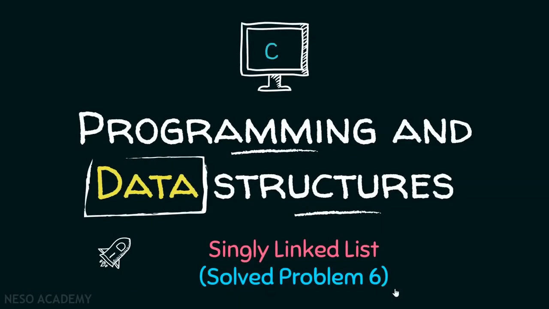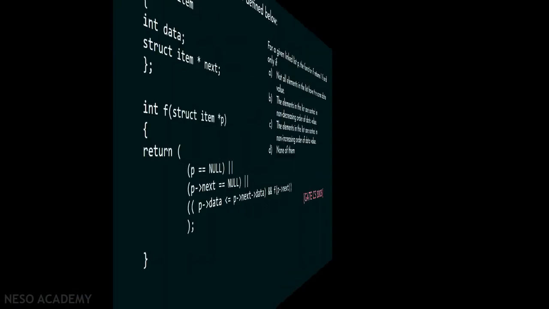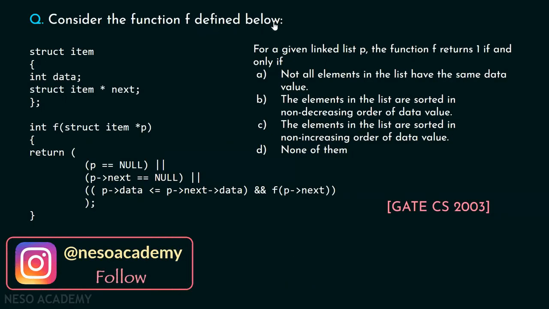Let's discuss solve problem 6 on singly linked list. Consider the function f defined below. This is the function f defined. For a given linked list P, the function f returns 1 if and only if not all elements in the list have the same data value.